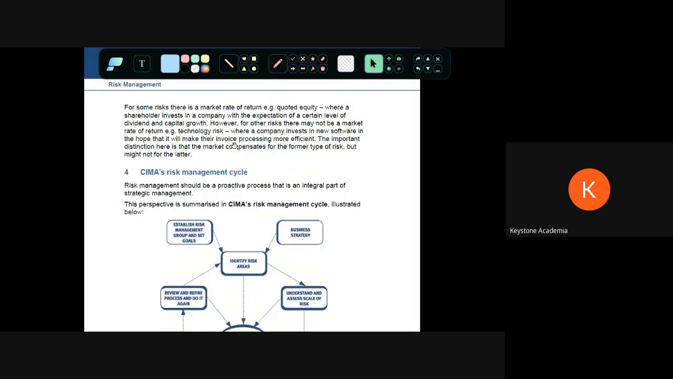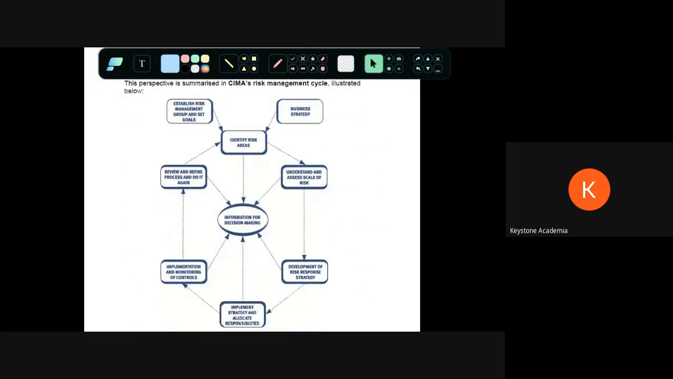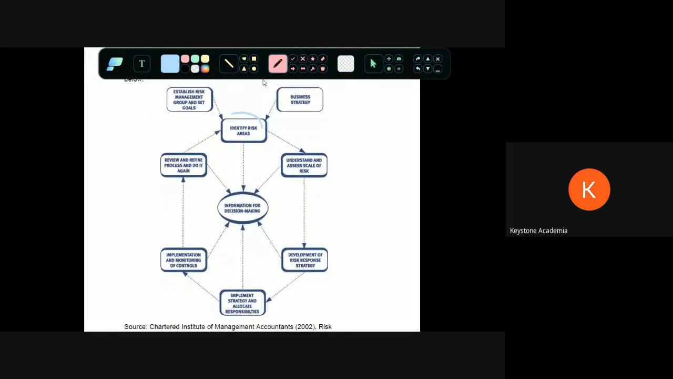Okay, so this is the risk management cycle. First of all, we will identify the management group and set the goals for the organization. Then we identify the risk behind these goals. As we gain understanding about it, we will assess the risk, then finally we will develop a strategy. How do we respond to that strategy? Maybe there is a threat arising, a political risk. So what should be our response in that?